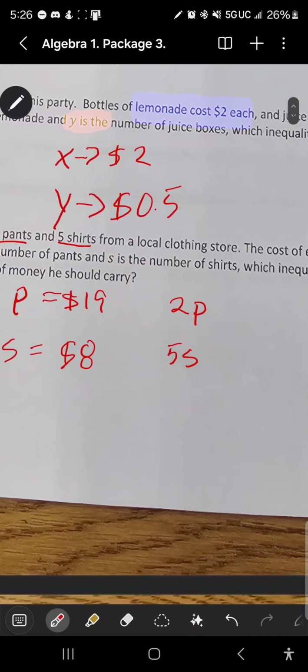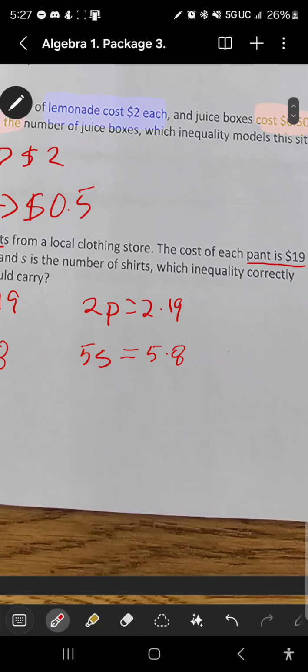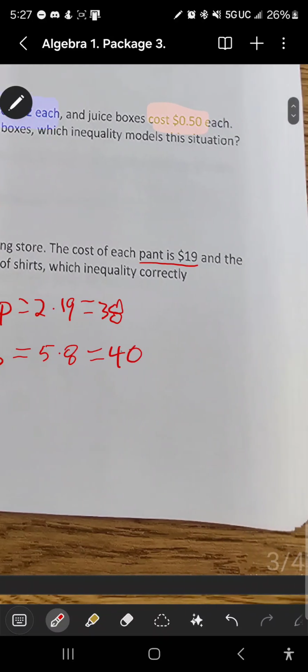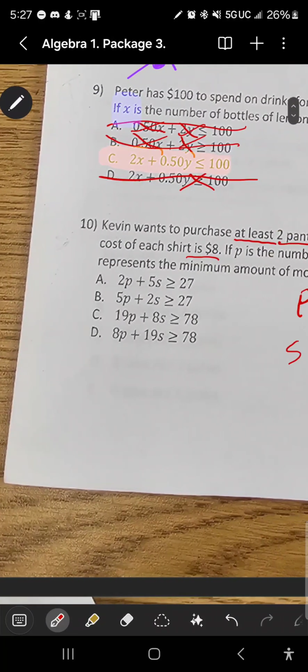Now we see that each pant is 19, so this is the same as 2 times 19. And each chair is 8, so this is the same as 5 times 8. So the amount of money he needs for the pants is 38, while the amount of money he needs for the chairs is 40. And 38 plus 40 equals 78. So he needs at least $78.